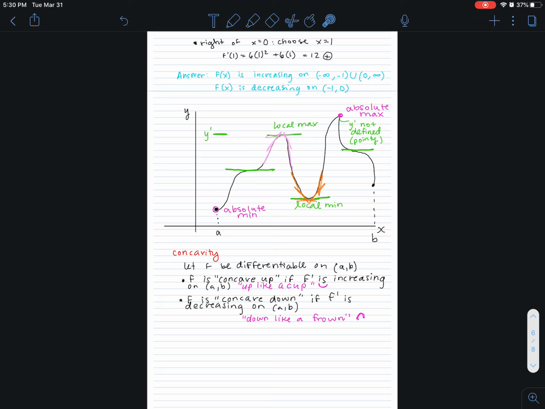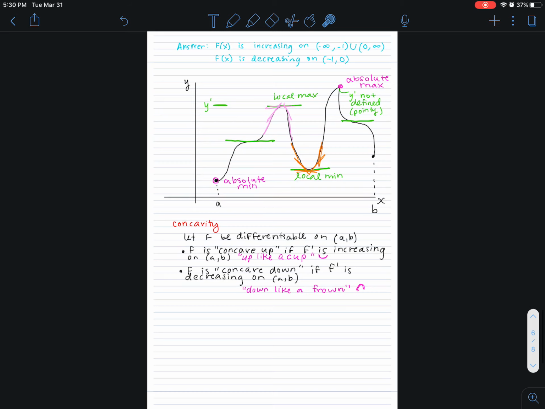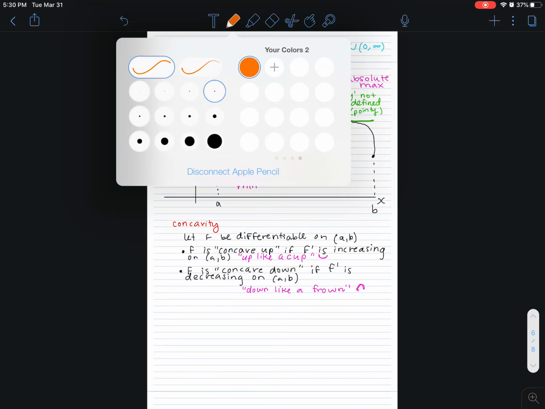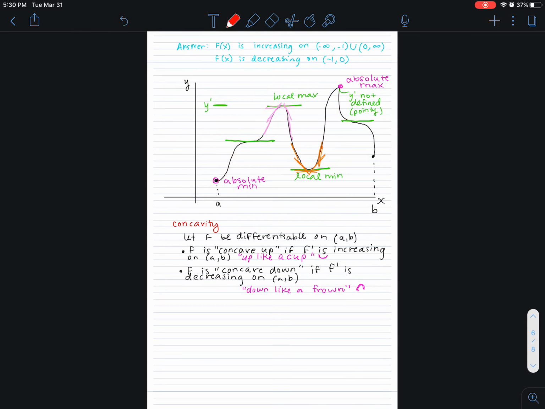There are points where it's kind of weird. For example, on this interval, we know that this is up like a cup, right? But if we were to actually continue with this line, how it looks like it's supposed to go, that would be down like a frown, right? So at some point in here, we switch from being concave up to concave down. And that's what we're going to talk about next, which is inflection points. So that's telling us where we have those switches.